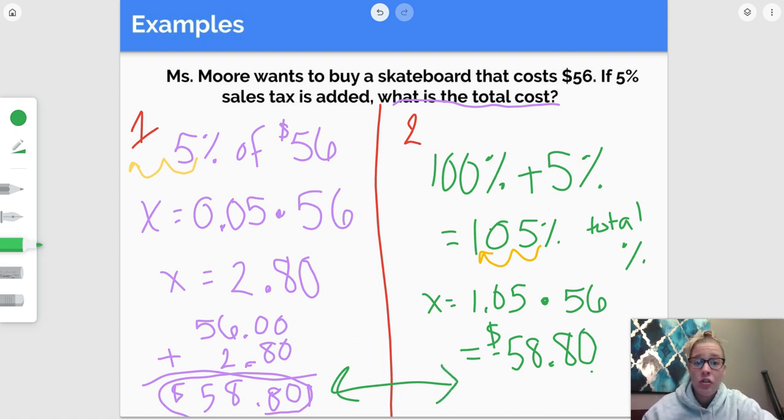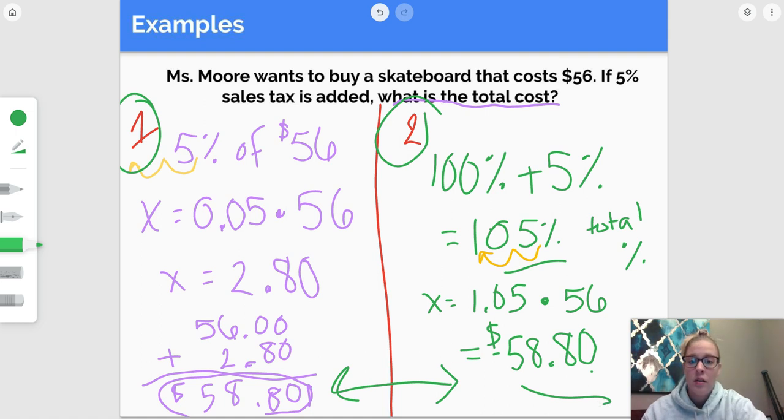All right, I think you're going to do just fine today. You got 2 problems. All right, one goes along with method 1, and one other problem goes along with method 2, and it asks you a couple questions. One of them will ask you to find the total percent, then the total cost. All right, one's going to ask you to write the percent as a decimal, then find the total cost. You can do this. Good luck.